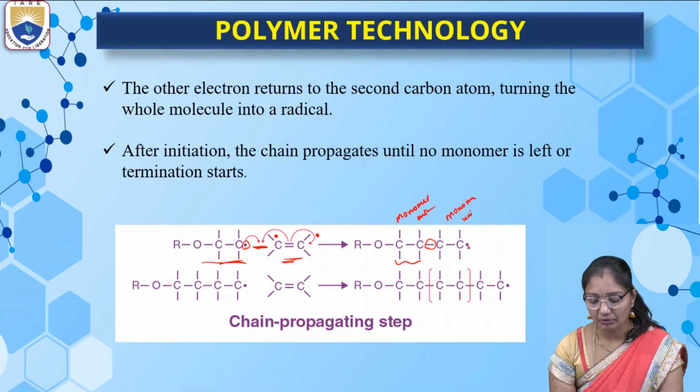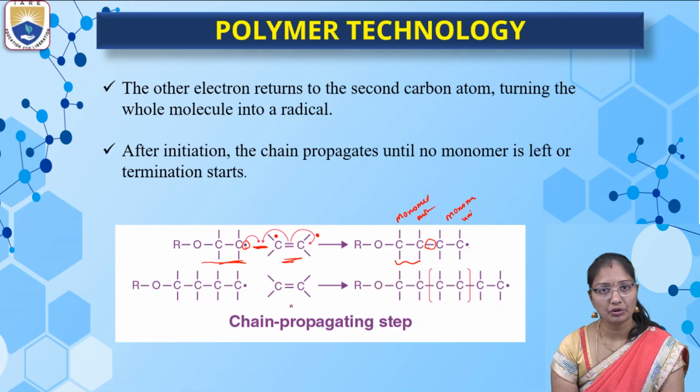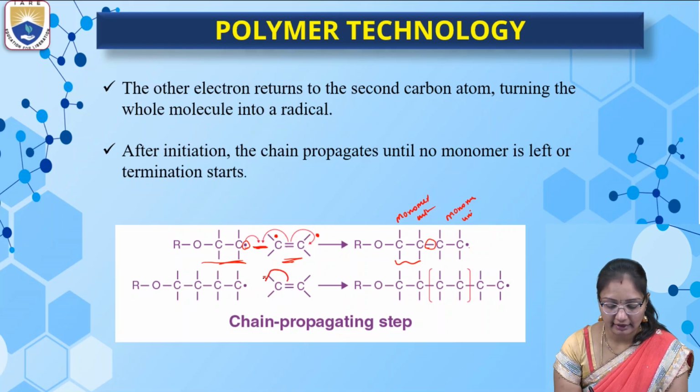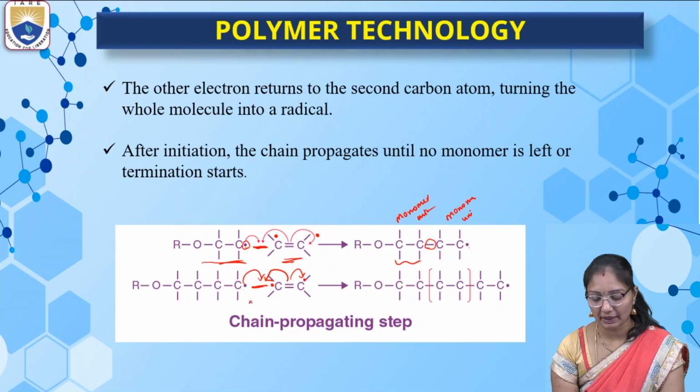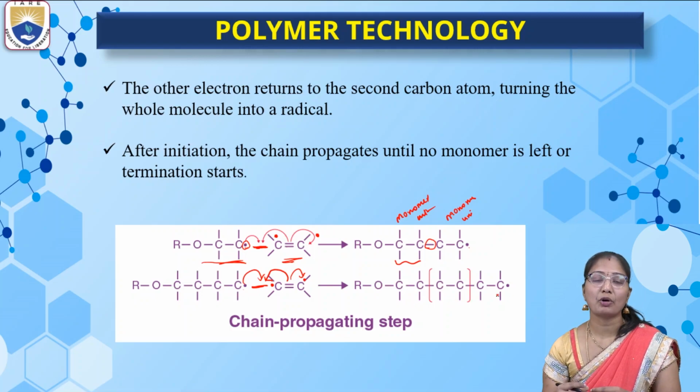Again, this molecule goes and interacts with another monomer unit. Same thing: again it gives one free radical, here one free radical. This free radical forms a pi bond between these two carbon atoms. So chain propagation means the chain keeps on increasing by attachment of more monomers because of the attack of this free radical. This is the free radical mechanism involved in the preparation of polyvinyl chloride.